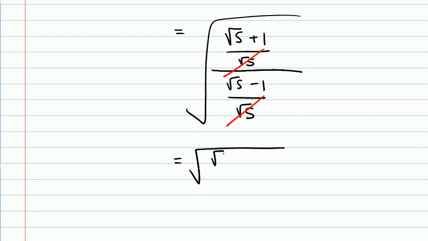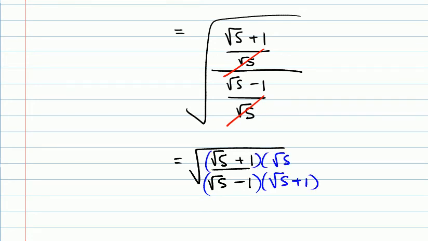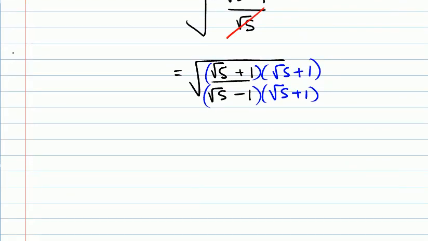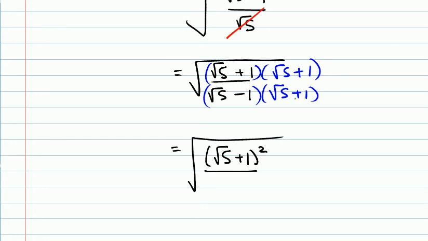So now we have the square root of root 5 plus 1 over root 5 minus 1. You have to rationalize the denominator by multiplying by root 5 plus 1. There's a nice little trick that's going to occur here, because root 5 plus 1 times root 5 plus 1 is root 5 plus 1 squared. And the denominator becomes 5 minus 1, which is 4. The square root of root 5 plus 1 squared is root 5 plus 1. The square root of 4 is 2. So now you have an answer.